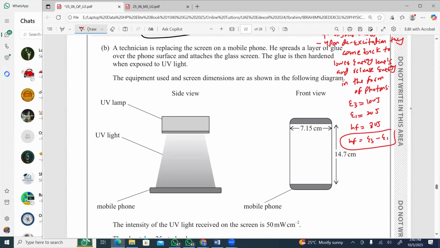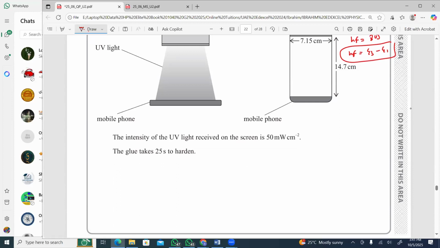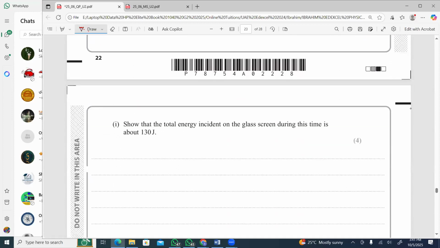A technician is replacing the screen on a mobile phone. He spreads a layer of glue over the phone surface and attaches the glass screen. The glue is hardened when exposed to ultraviolet light. The equipment used and screen dimensions are as shown in the diagram. The intensity of the ultraviolet light received on the screen is 50 milliwatt per centimeter squared. The glue takes 25 seconds to harden. Show that the total energy incident on the glass screen during this time is about 130 joules. Okay, that is the intensity question.